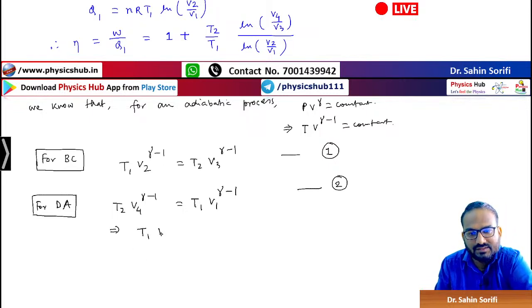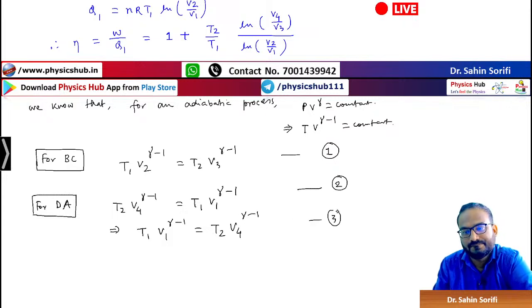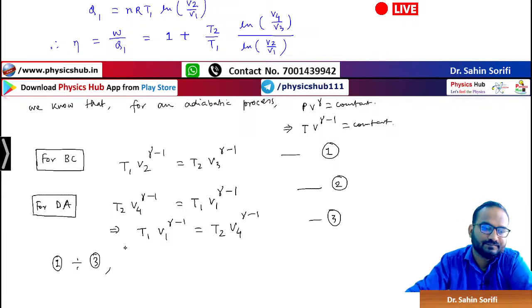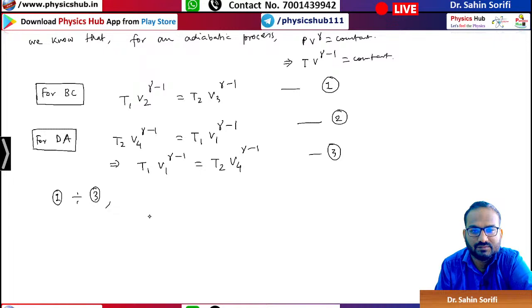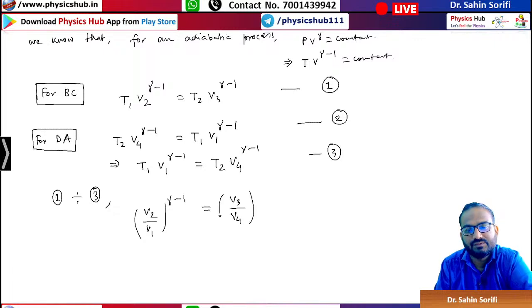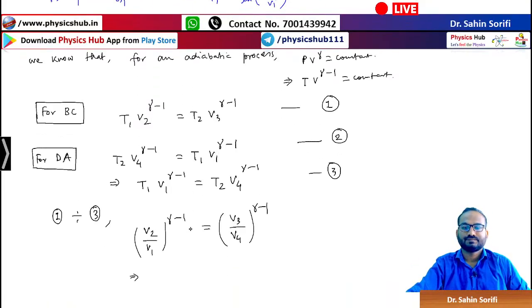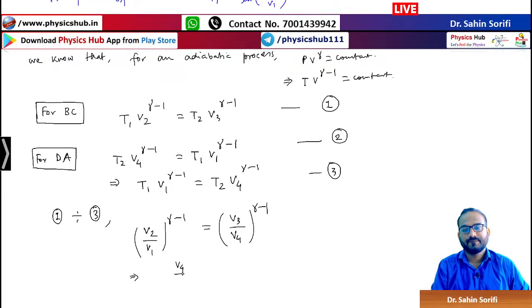To cancel the temperature dependency, T1 V1 to the power gamma minus 1, let's write the right hand side to the left and left hand side to the right. Now we take a ratio of 1 and 3. So if you divide 1 and 3, what do you get? (V2 upon V1) to the power gamma minus 1 is equal to (V3 upon V4) to the power gamma minus 1. That directly means V4 by V3 is equal to V1 by V2.